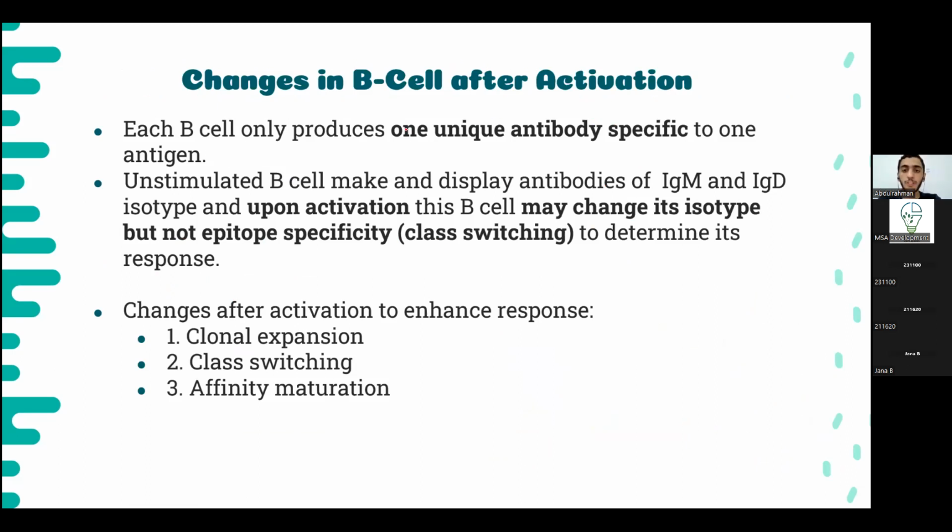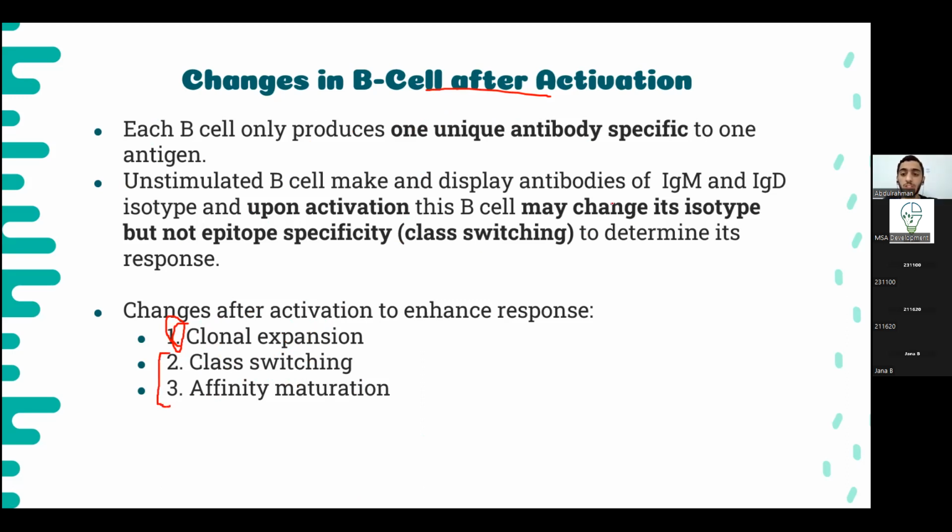Okay, so the next part, we're going to be talking about what happens in B cells after activation. It is basically 3 different concepts. They're very easy and very simple. Clonal expansion is the first one. It happens almost immediately after the antigen binds on the B cell receptor. And then the other 2, class switching and affinity maturation, occur at a later time.